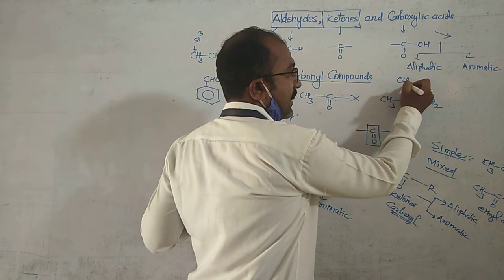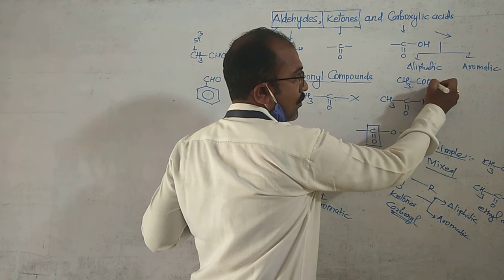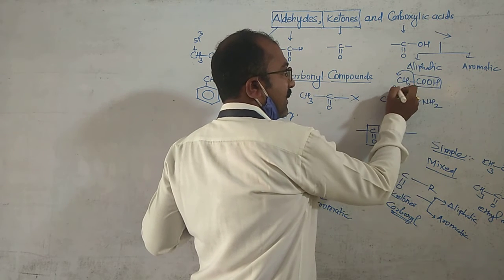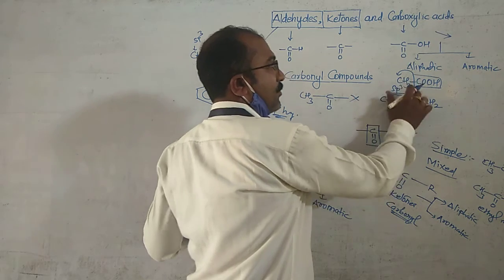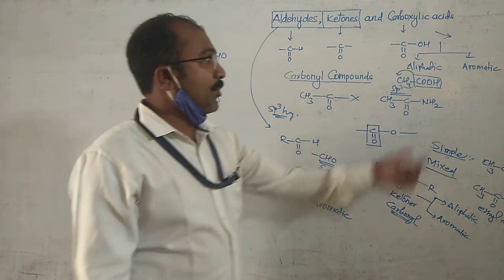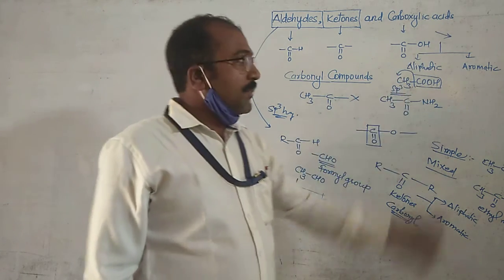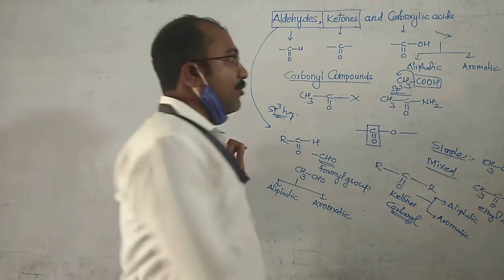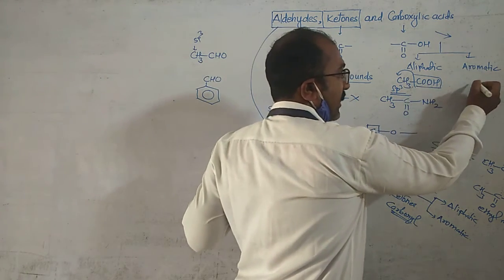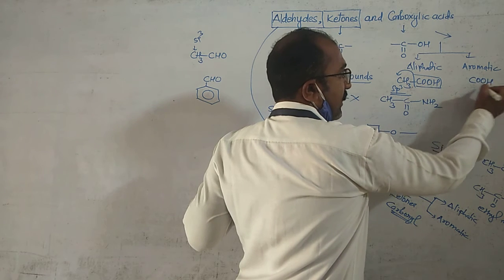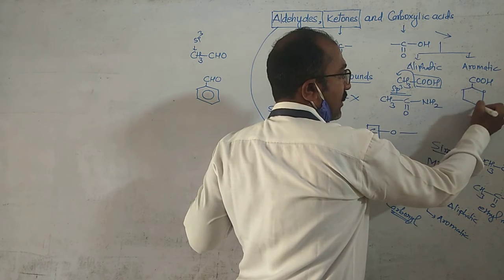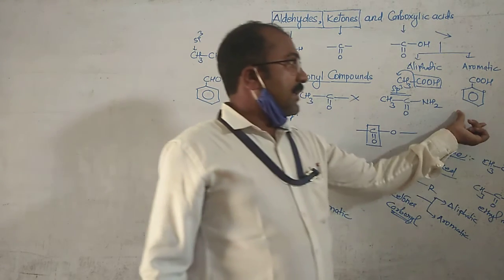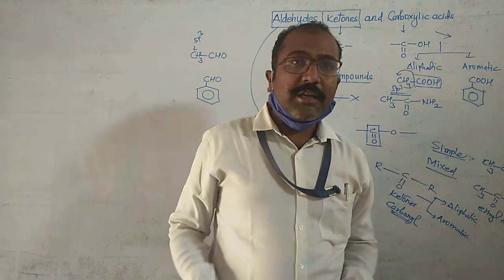For example, acetic acid, CH3COOH. Here the carboxylic group is attached to an sp3 hybridized carbon atom. Therefore, acetic acid is an example of an aliphatic carboxylic acid. If the carboxylic group is attached to an aromatic ring, then the carboxylic acids are termed aromatic. For example, benzoic acid. In benzoic acid, the carboxylic group is directly attached to an aromatic ring. Therefore, benzoic acid is an example of an aromatic carboxylic acid.